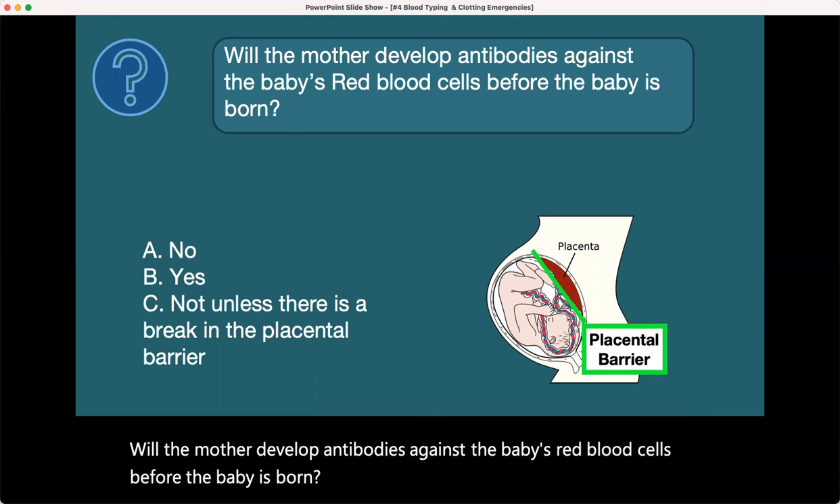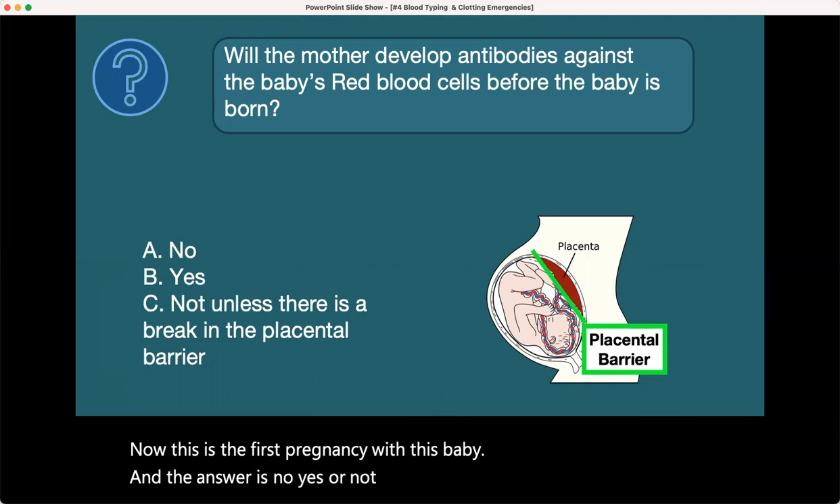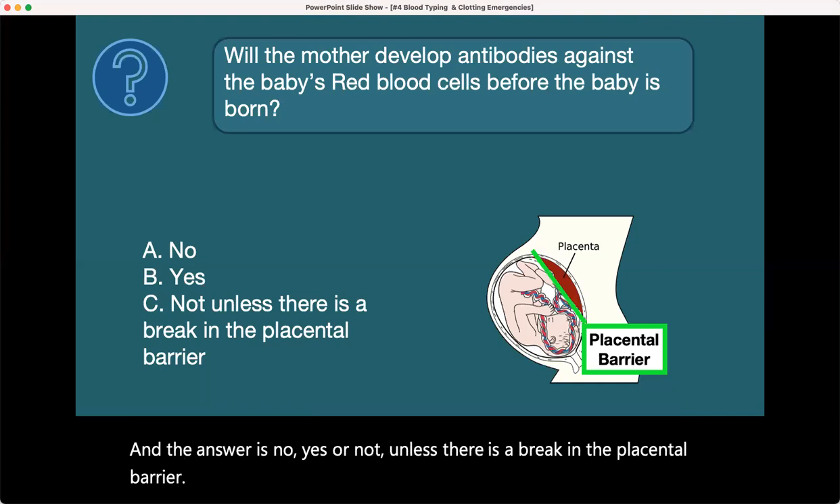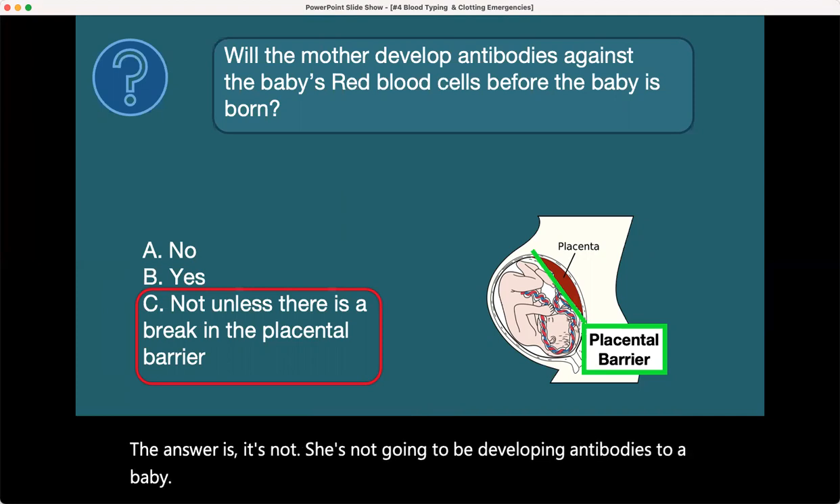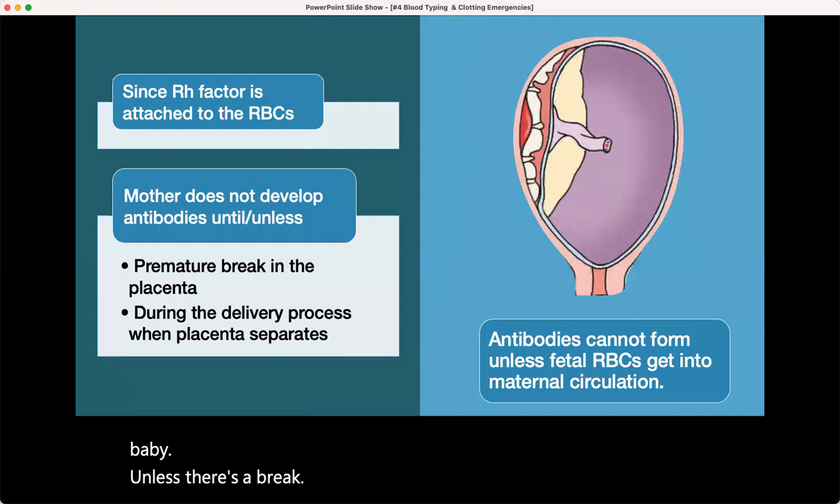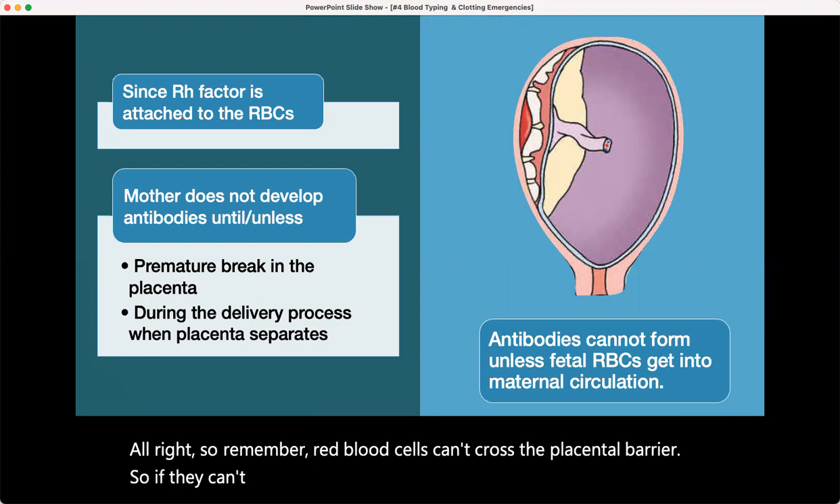Now, this is the first pregnancy with this baby. And the answer is no, yes, or not unless there is a break in the placental barrier. The answer is she's not going to be developing antibodies to a baby unless there's a break. All right, so remember, red blood cells can't cross the placental barrier. So if they can't cross, then she can't be exposed to it.